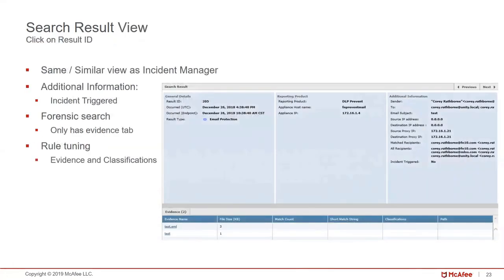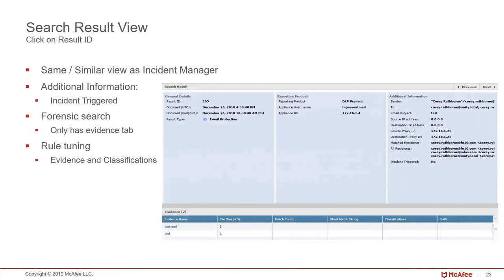So this is a view of an actual result that we got, and again, this should look very familiar to most of you. It's set up exactly just like a DLP incident. It does have a results ID, just like an incident would have an incident ID. It gives you information about when the result was found with the timestamp, result type. In this case, this was email protection. What appliance this was found on, and the product. So this was DLP Prevent.